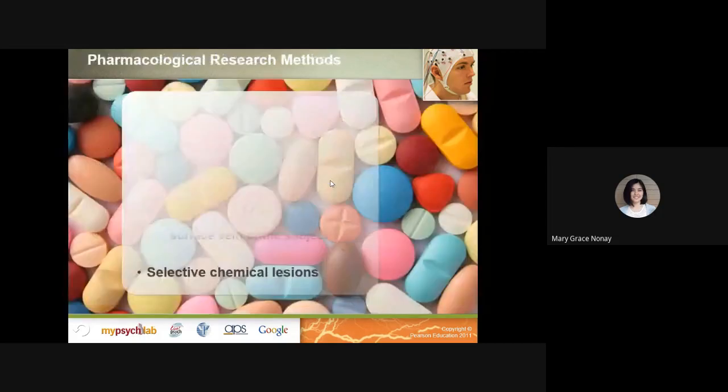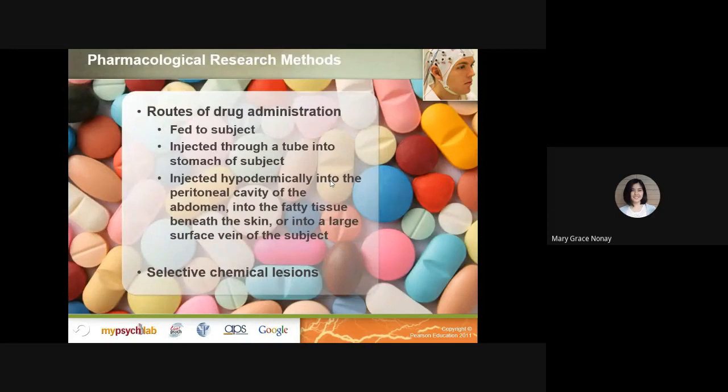Okay. We also have, of course, pharmacological research methods. So here naman, they look into the routes of drug administration. So usually, they feed it to the subject or they inject through a tube into the stomach of the subject, or it may be injected hypodermically to the skin. So for example, in the peritoneal cavity of the abdomen or in the fatty tissue of the skin or into the large surface of a vein of the subject. And we also have selective chemical lesions.